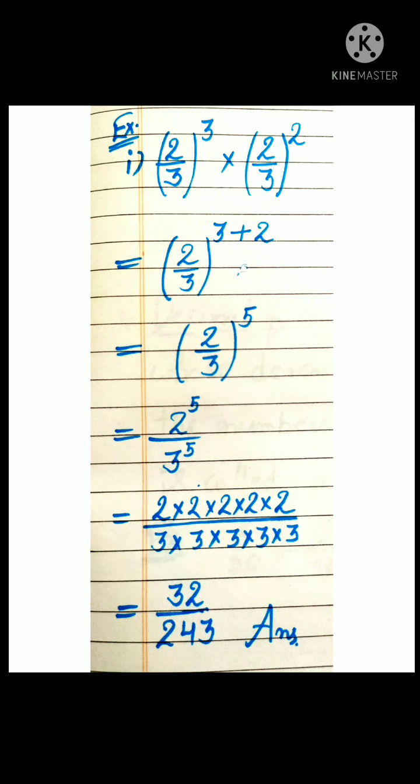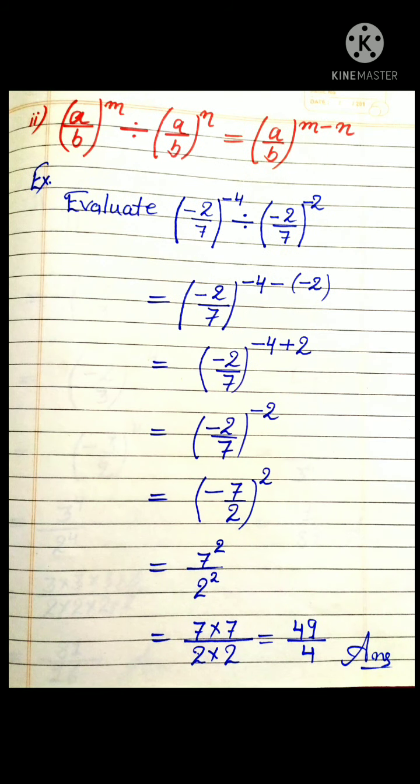Now the second law is (a/b) to the whole power m divided by (a/b) to the power n equals (a/b) to the whole power m minus n, which means if there are two numbers in division and they have the same base, then their powers subtract. As you see, in multiplication the power adds, but in division the powers subtract if the numbers have the same base. In the example, it is (minus 2 upon 7) to the whole power minus 4 divided by (minus 2 upon 7) to the whole power minus 2.